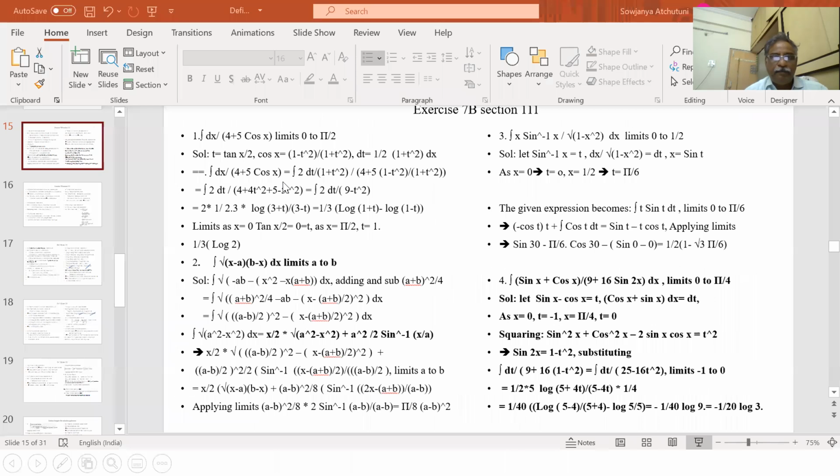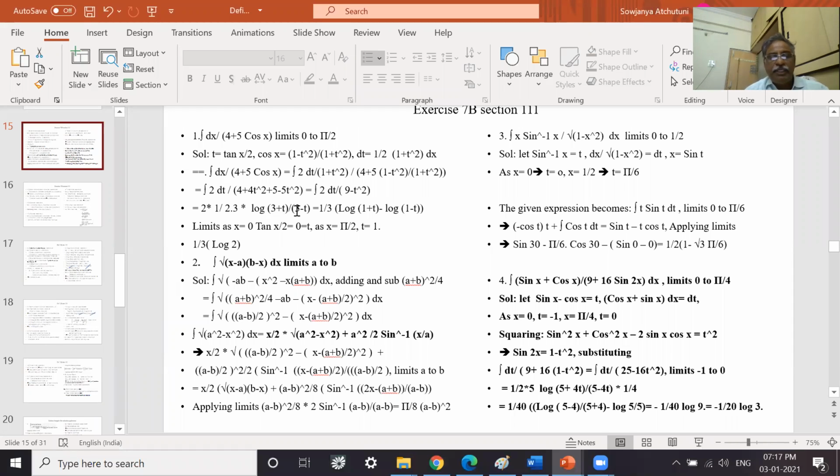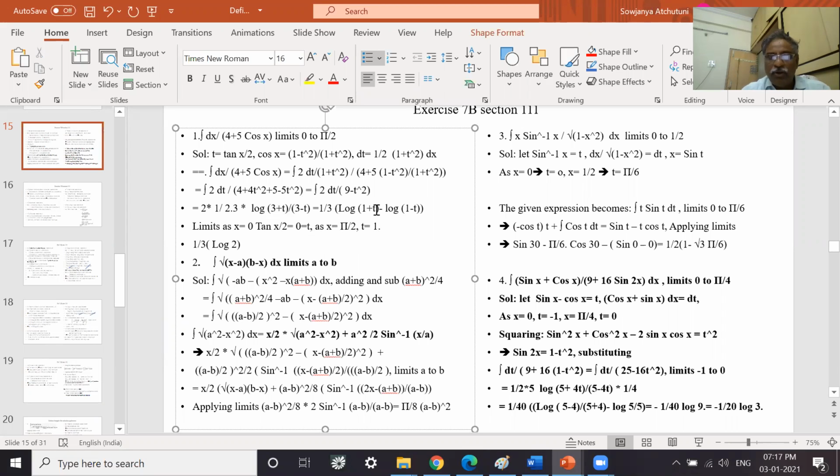See here, log of (3 plus t) by (3 minus t), put t is 1. Upper limit is 1. So 3 plus 1, 4, by 3 minus 1, 2. So it becomes log 2. When I put lower limit 0, 3 plus 0 by 3 minus 0, log 1. Log 1 is automatically 0. So 1 by 3 log 2 is the answer.